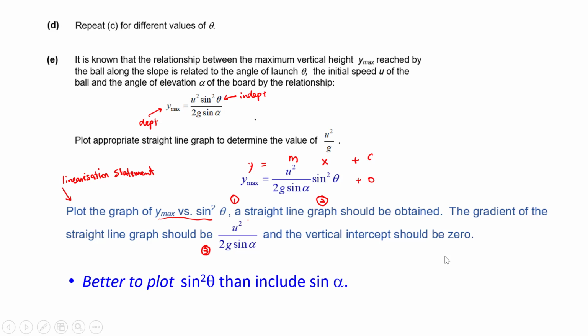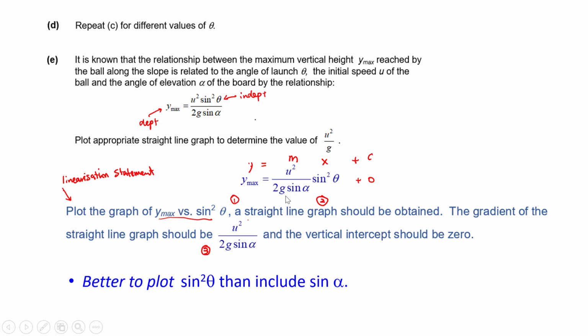Please write them out properly. I'm going to plot the graph of y max versus sine squared theta. Because it's linearized, I should expect a straight line graph. The gradient of the straight line graph would then be u squared over 2g sine alpha, and the vertical intercept should be 0.